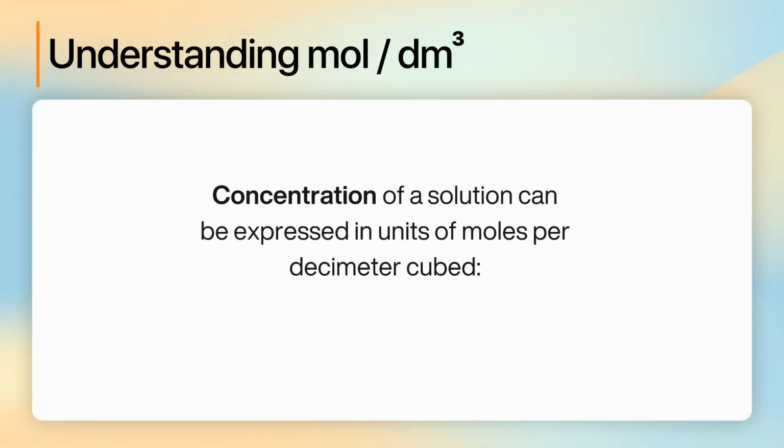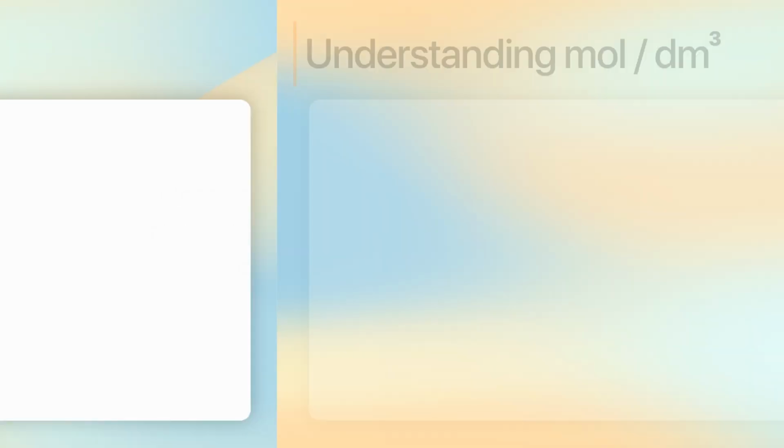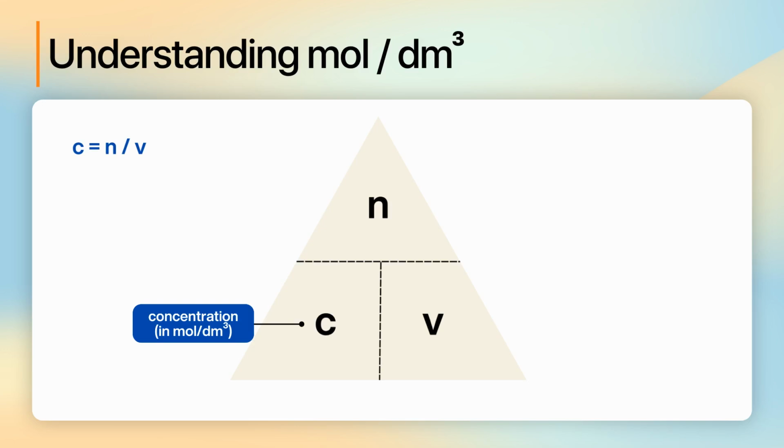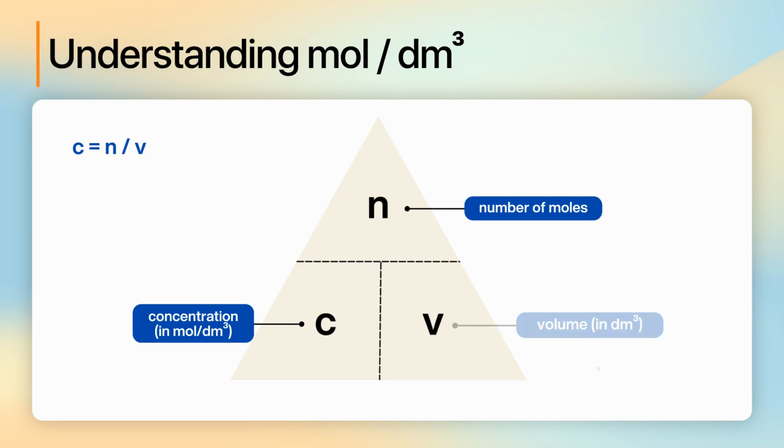Firstly, concentration of a solution can be expressed in units of moles per decimeter cubed. This means it tells us how many moles of a solute are present in 1 cubic decimeter of the solution. To fully understand how to use this information, we need to focus on a key relationship: the link between concentration, volume of solution, and the number of moles of solute. This relationship is given by the formula C equals n divided by V, where C is the concentration of the solution in moles per decimeter cubed, n is the number of moles of the solute, and V is the volume of the solution in decimeters cubed.